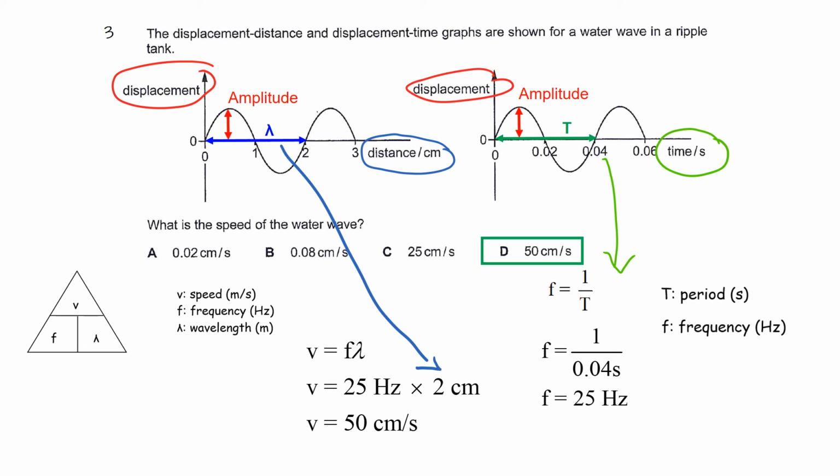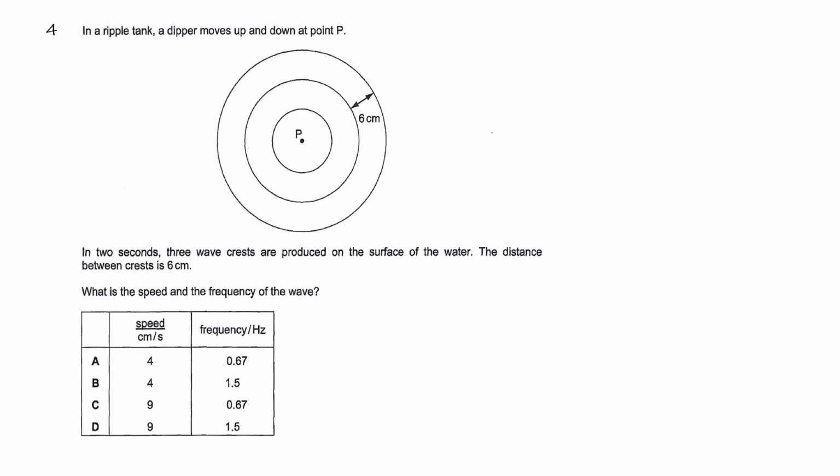Question 4. These circles that we see are called circular wavefronts. And earlier on, we learned that the distance between two wavefronts is called the wavelength, lambda. So in this case, the wavelength of this wave is 6 centimeters. From the question, we can also learn that the wavelength is 6 centimeters. The distance between crests is 6 centimeters, and the distance between crests is known as the wavelength.